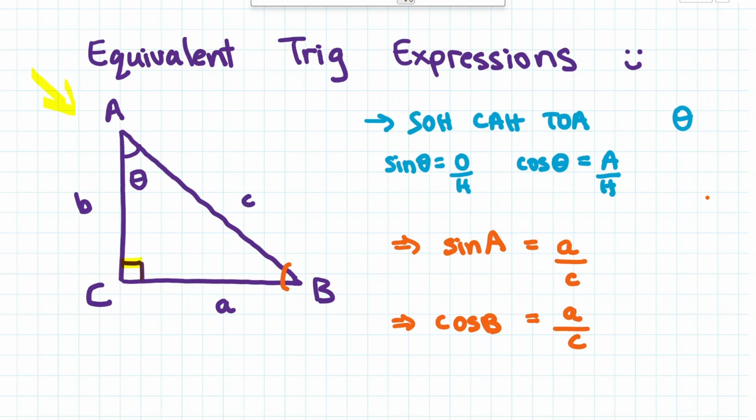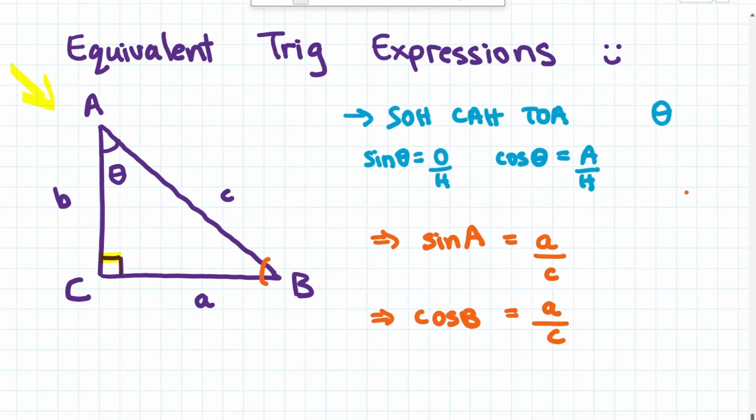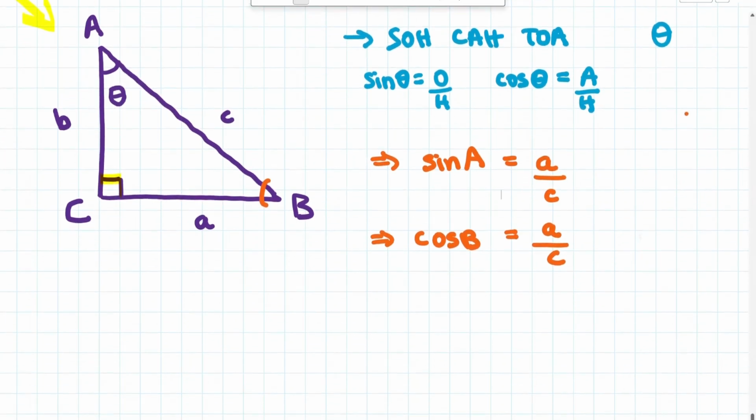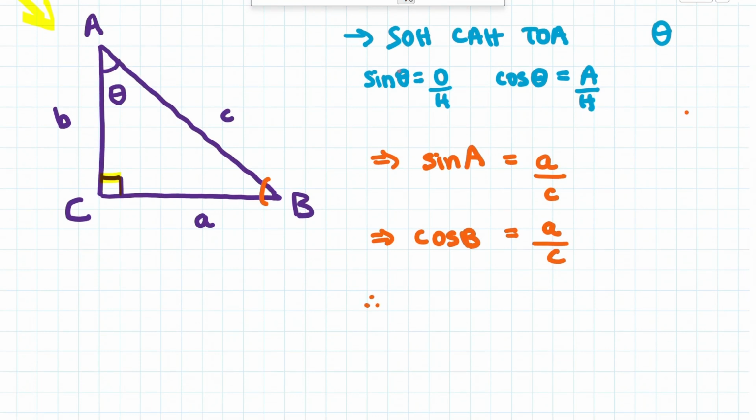Okay, so what do we see here? Well, we've just shown that sine A equals cos B. So let's write that out once more. What have we discovered? Therefore, sine A equals cos B. How can this help us? Let's try to define our sine as a rewrite in terms of cos.